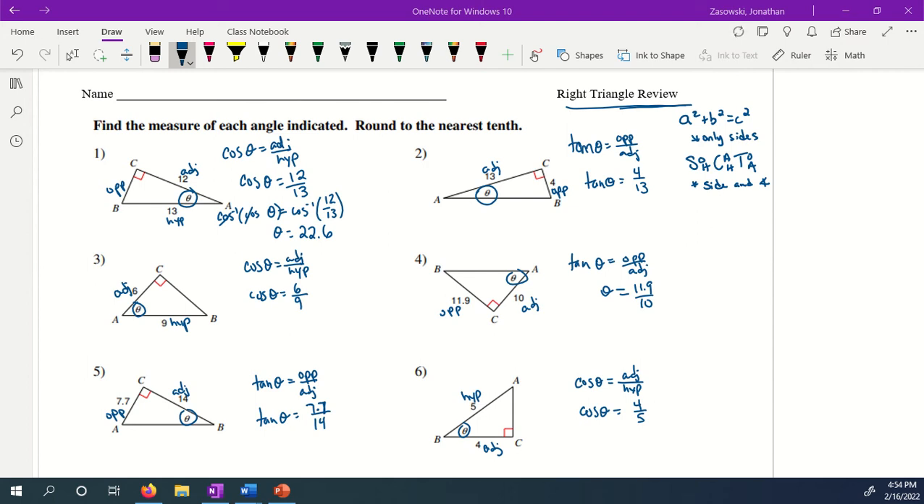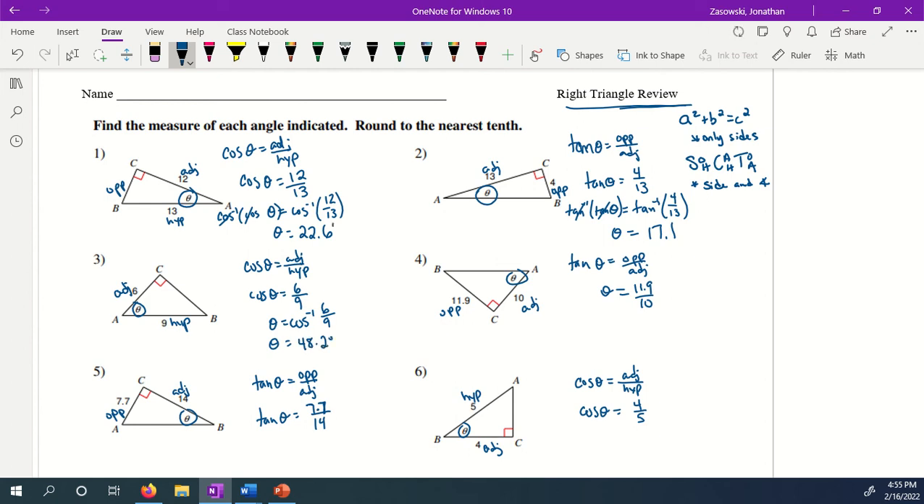On the second one, we want to undo tangent. What I really need to see from you is at least that theta equals the tangent inverse of 4 over 13, and then you can tell me your answer. Even though you're not showing it, you're taking the tangent inverse of tangent theta, and that undoes each other. The tangent inverse of 4 over 13 is 17.1. Cosine, same thing here: theta is equal to the cosine inverse of 6 over 9, which is equal to 48.2.